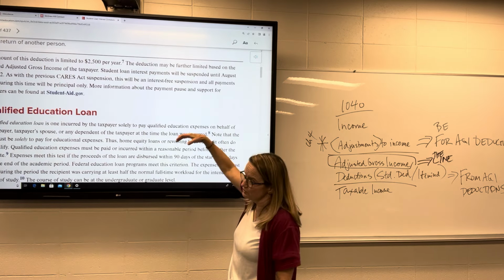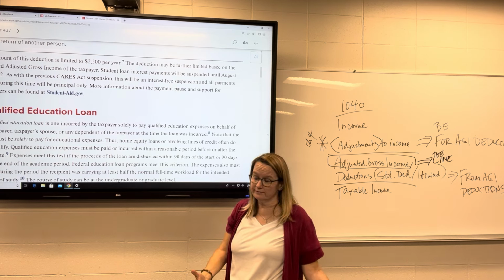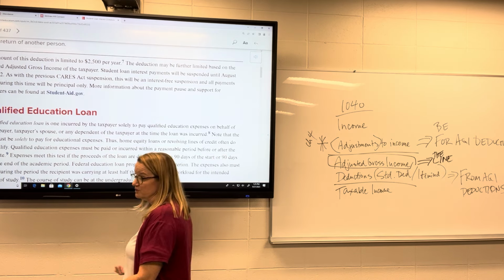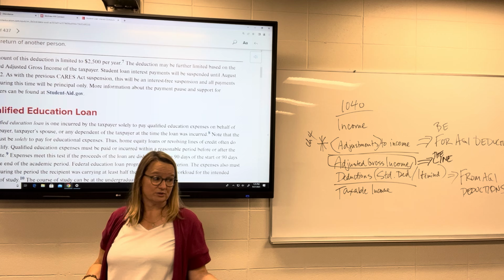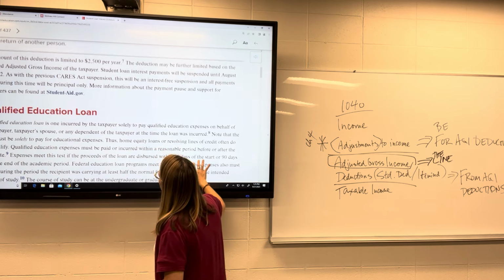So for the last few years, there are probably a lot of people that weren't paying any interest on their student loans, so maybe they otherwise would have gotten this deduction, but they didn't pay the interest. So they wouldn't have had that.